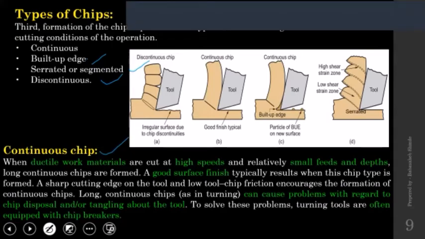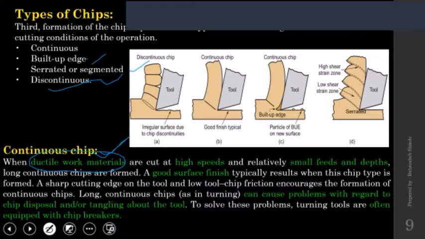So when do we get continuous chips? There are a few conditions. If those conditions are met, you will get continuous chips. So what are the conditions? First one, when the work material is ductile. When you machine brittle material, you will get discontinuous chips because the chips are going to be in the form of powder. So the first condition to get the continuous chip is that the material has to be ductile.